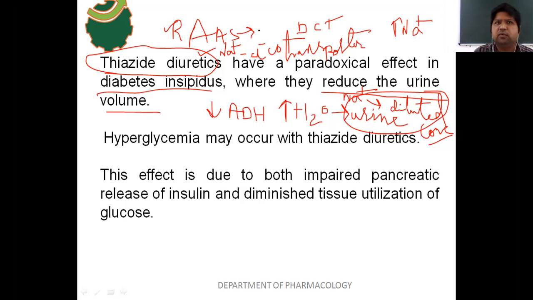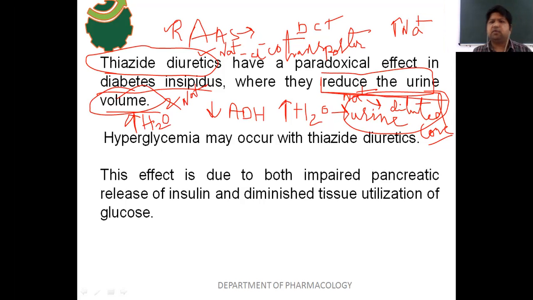Angiotensinogen will be converted into angiotensin 1 by renin. Angiotensin 1 will be converted into angiotensin 2 by ACE, the angiotensin converting enzyme, that is secreted by our lungs. And that angiotensin 2 will stimulate aldosterone. That is what we want in diabetes insipidus. So when aldosterone is stimulated, there is immediately an increased reabsorption of water and sodium, and that will reduce urine volume. That is why the urine volume will be reduced.